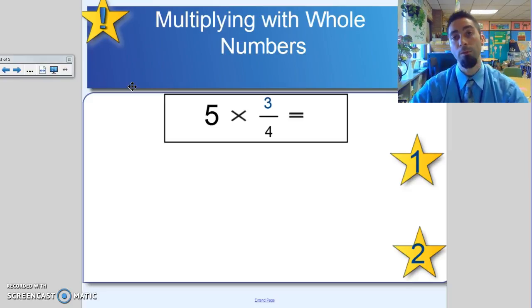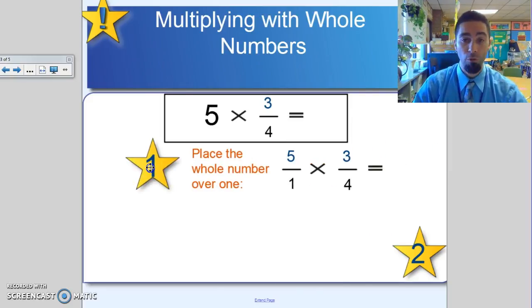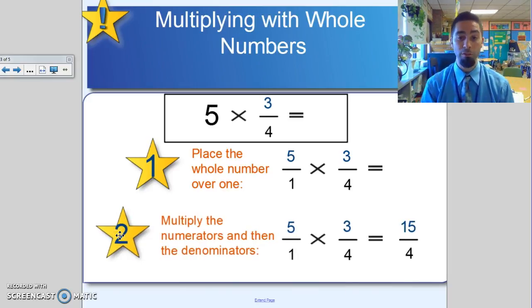So with 5 times 3/4, the first step we need to do is to turn our whole number into a fraction. So the first step is take that 5 and put it over 1. And that's really simple because 5 over 1 is the same thing as 5 wholes. Okay? And now you're going to do the exact same process that you just wrote down, which is multiply the numerators and then multiply the denominators. So after you place it over a whole, now you multiply your numerators and denominators for the second step. So 5 times 3 is 15. And 1 times 4 is 4.